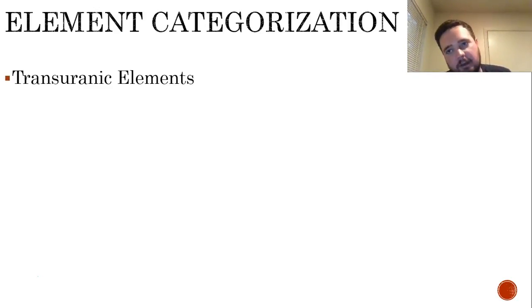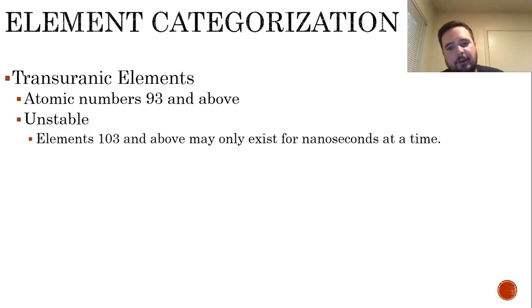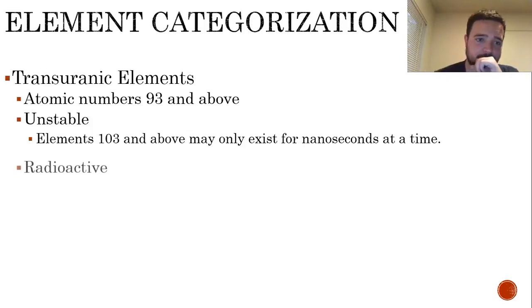Okay, so transuranic elements have an atomic number of 93 and above. They are quite unstable. Elements 103 and above may only exist for nanoseconds at a time. That's because they're highly radioactive, and based on their electron and atomic configuration, they're not stable in the electrical sense, so they want to dissolve or break apart into smaller elements to become more stable as quickly as possible.